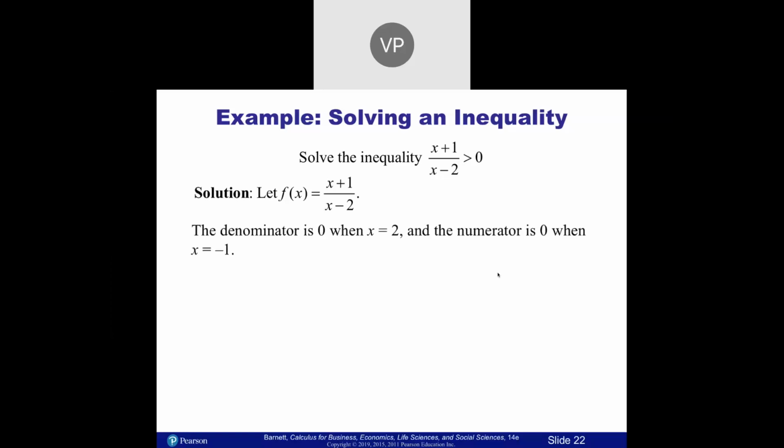Now, we already know this. When x is 2, the denominator is 0, so that doesn't exist. Also, for fun, we're going to see, where does the top equal 0?